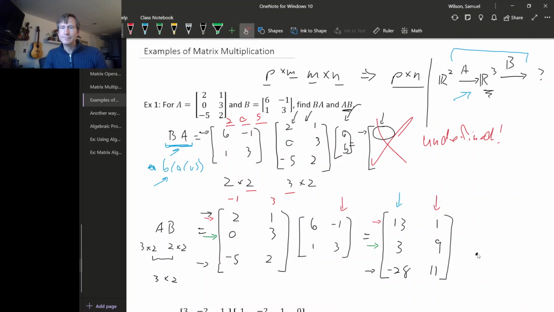Okay. So on the one hand, this is a good example of actually working out matrix multiplication. On the other hand, this demonstrates very starkly that this matrix multiplication operation that we've defined is not commutative. It can't be commutative because A times B is this matrix. B times A isn't even defined. So matrix multiplication is not commutative.